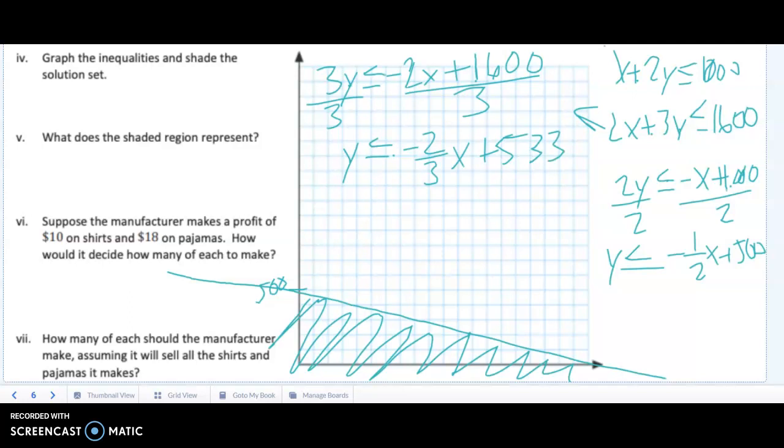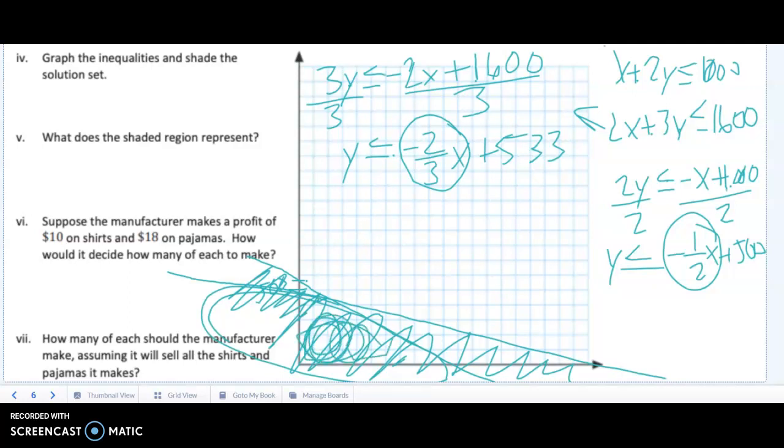And this slope is a little bit more than that, right? This one's 1/2. This one is 2/3. So it's a little bit steeper of a slope. Here would be 533. And it's just going to be a little bit steeper. And that would mean everything that's under it. So it's only right here. These are all solutions right here because it's under both of those.